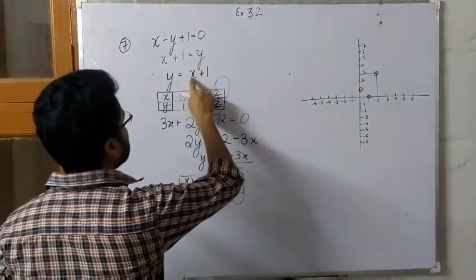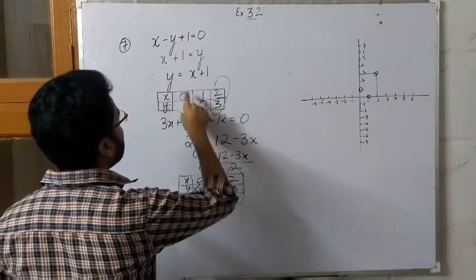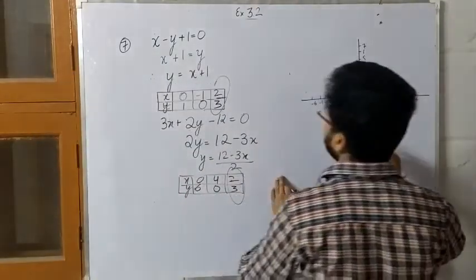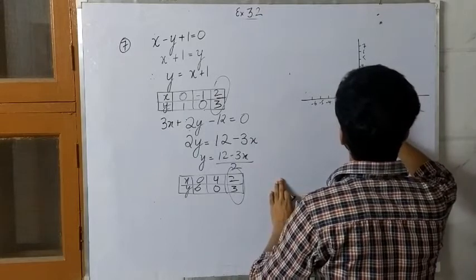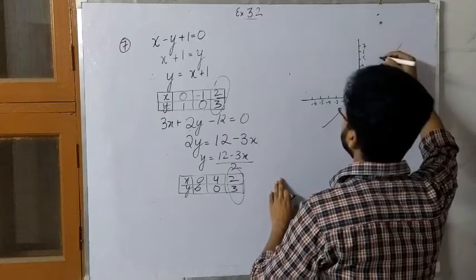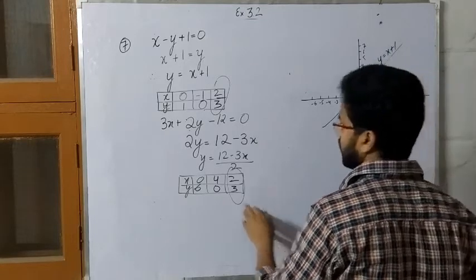Sorry, take x equals 0 and y equals 1. And what about this point? When we put y equals 0, the value of x will be minus 1. So this point will be minus 1, 0, right? When you join these points, you will get a straight line, and the equation of this line was y equals x plus 1, right?